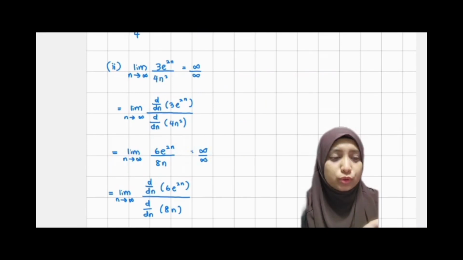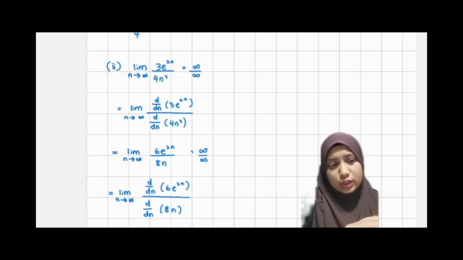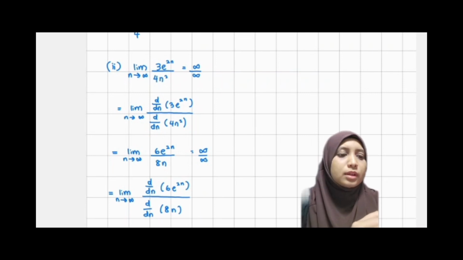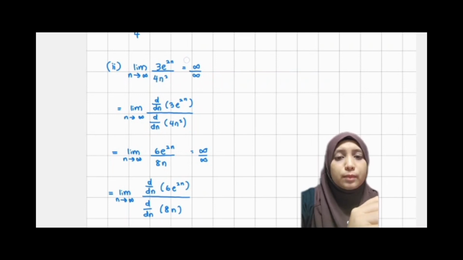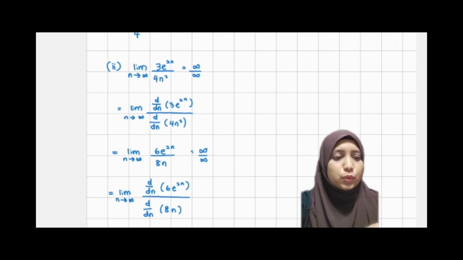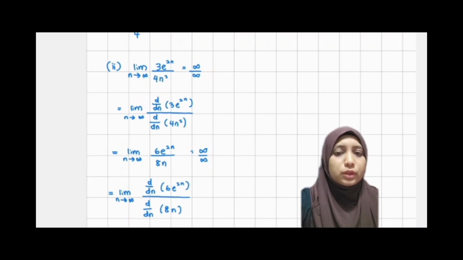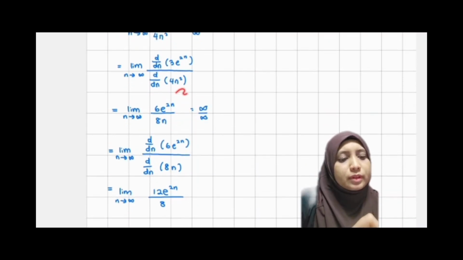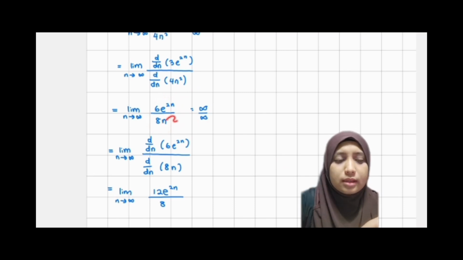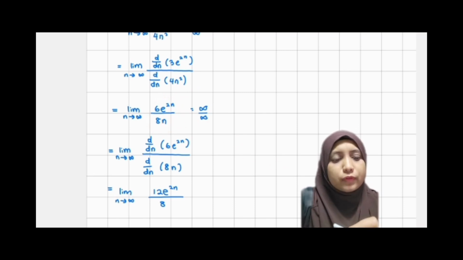For question number 2, the question gives us the limit as n approaches infinity of 3e to the n over 4n squared. If we put the value of n, we also get the indeterminate form, infinity over infinity. So the next step is we differentiate with respect to n. Here, we get 6e to the n over n. But again, if we put the value of n, we still get the indeterminate form.